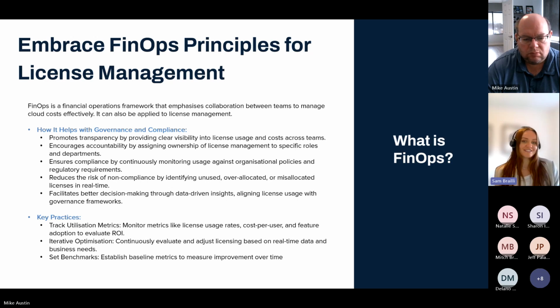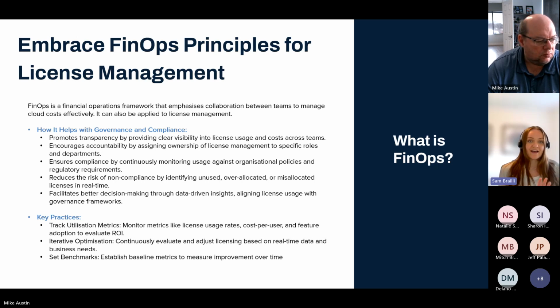It also encourages accountability. A key FinOps principle is to assign ownership to specific roles and departments. So this ensures that individuals understand their responsibility when it comes to managing licenses. It also helps us ensure compliance. Continuous monitoring helps us track against company policies and regulatory requirements. And this proactive approach then allows us to address potential issues before they become a bigger problem.